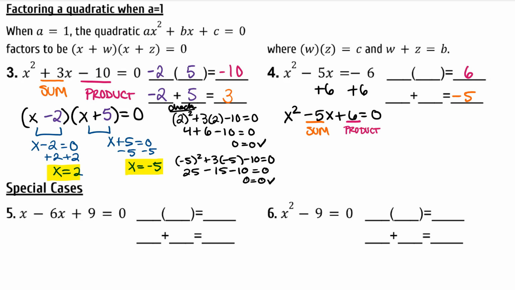The factors of 6 are 1 and 6, or 2 and 3. So if I use 1 and 6, that could give me negative 5 if my 6 is negative. So my 6 needs to be negative. Oh, but 1 times negative 6 is not positive 6, it's negative 6. So that doesn't work. Instead, I'm going to use 2 and 3. Negative 2 plus negative 3 is negative 5, and negative 2 times negative 3 is positive 6.